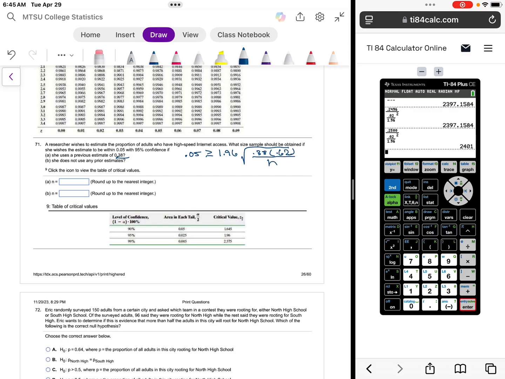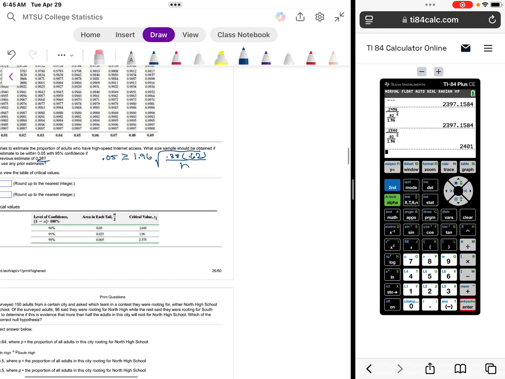Over my sample size. And then now we just have to go through and work to get this. Again, we do actually have the formula typed in there. So I'm going to spare the inverse operation stuff and get to the setup here. 0.38 times 0.62. So this is the very top numerator, 0.2356. And then we have our little fraction being squared, which is the 0.05 divided by the 1.96.